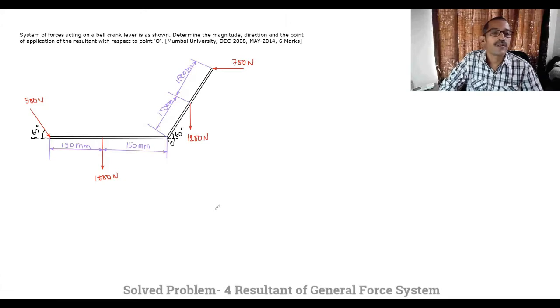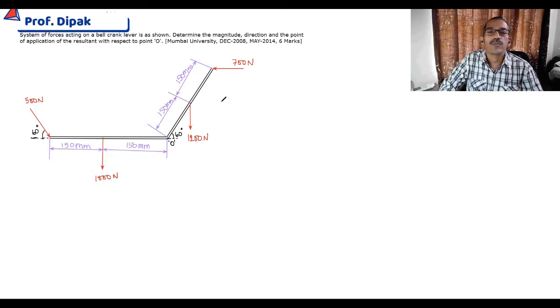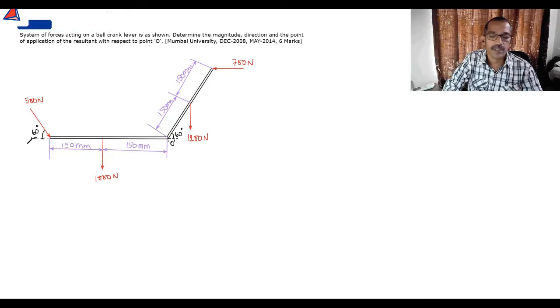Hello students, we'll solve a problem from general force system. In the figure, you can see two forces are vertical, one force is horizontal, 700, and one force is inclined at an angle of 60 degrees. Means what we'll do here, first I'll resolve this 500 Newton force.